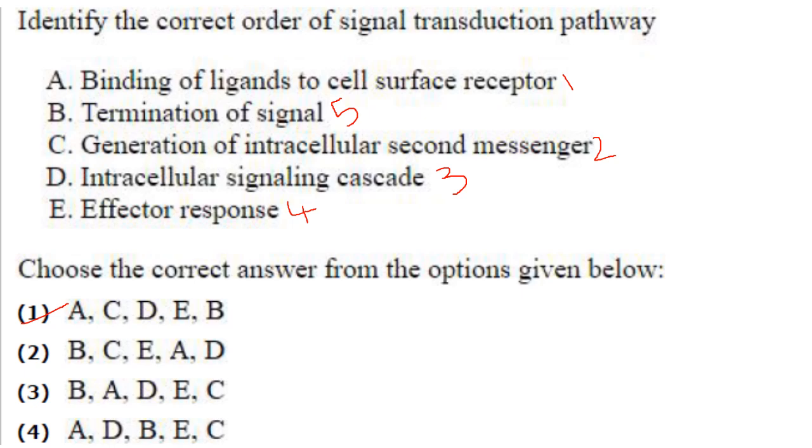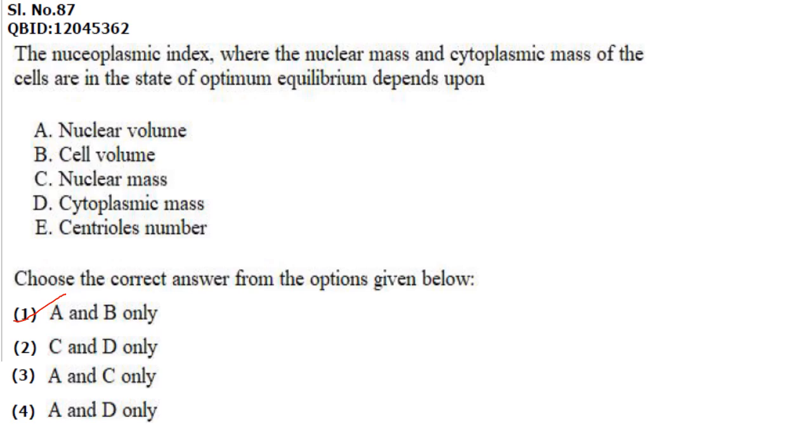Then comes generation of intracellular second messenger. That will be second one. Then intracellular signaling cascade. That will be third. Then effector response. Then it will be fourth. And finally termination of the signal. So A, C, D, E, B. A, C, D, E, B is your first option. So answer is option 1.